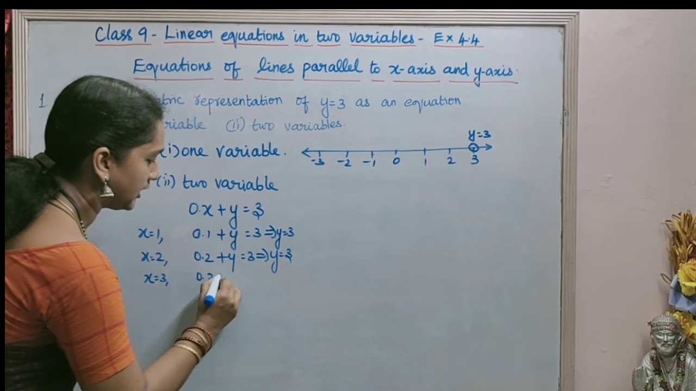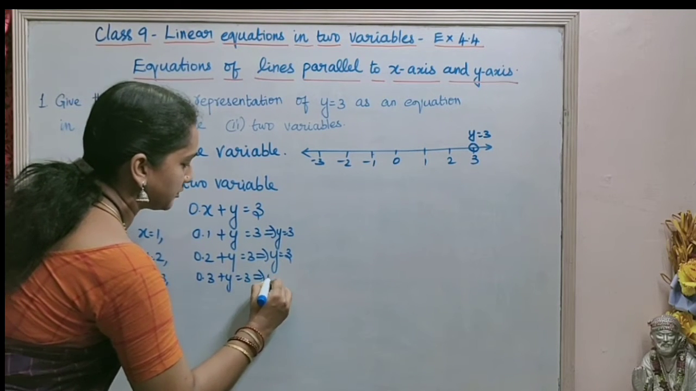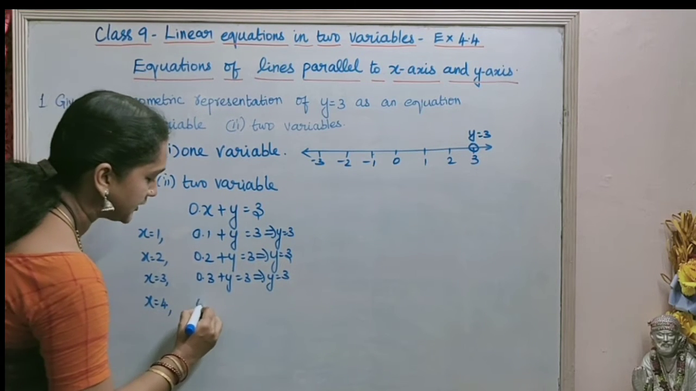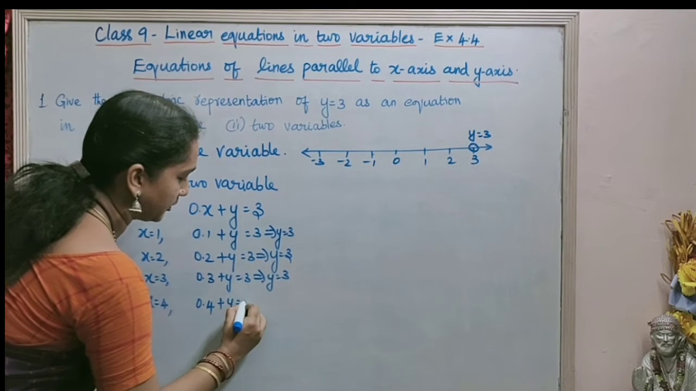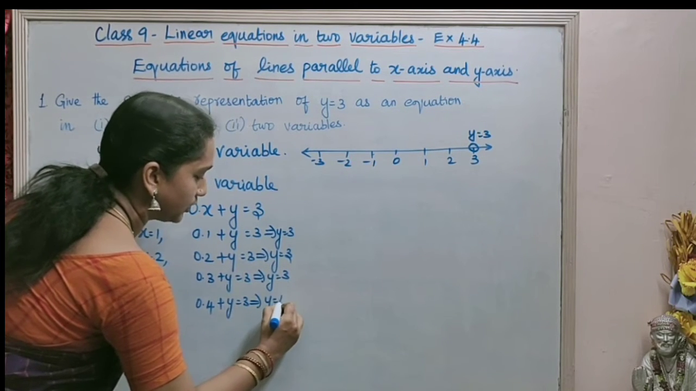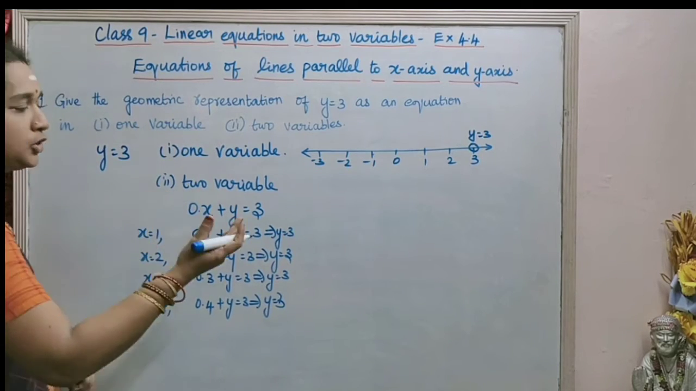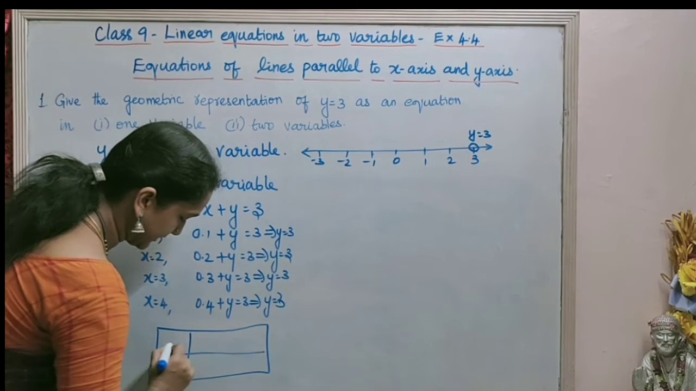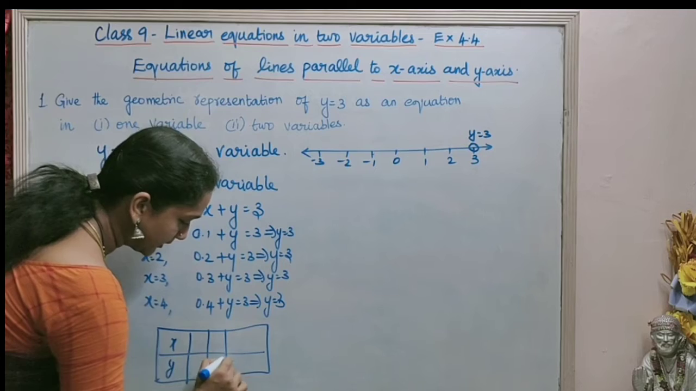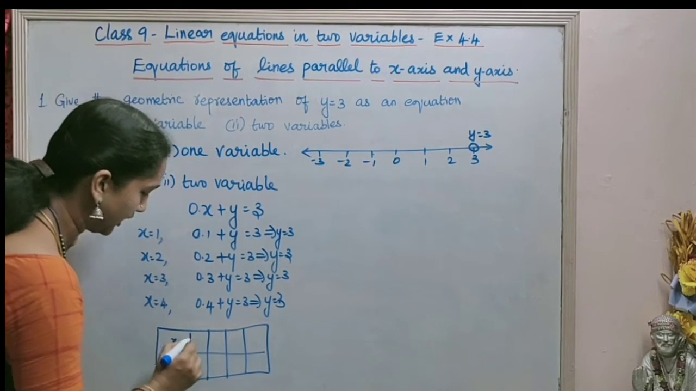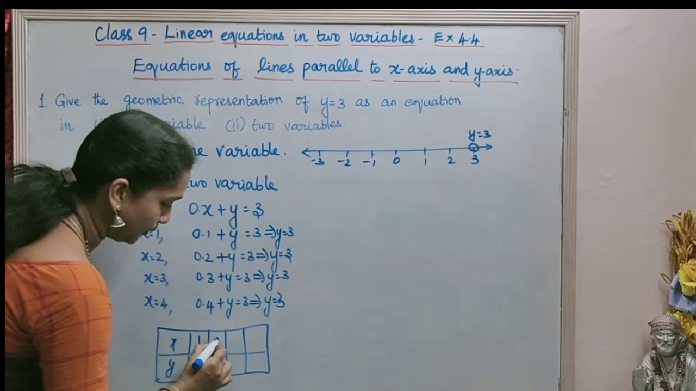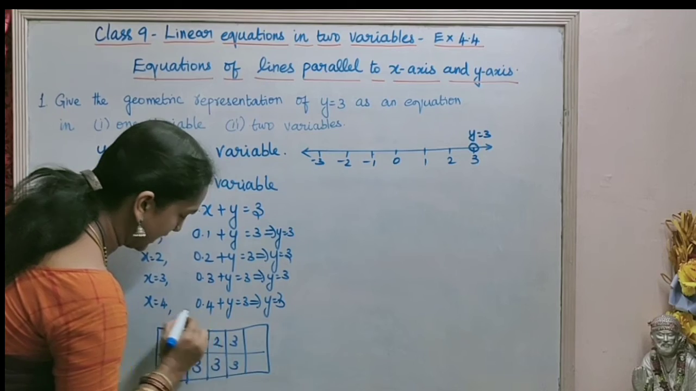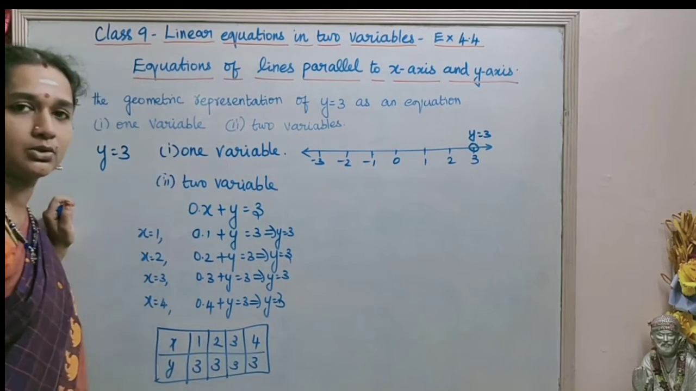So, 0 into 3 plus y is equal to 3. So, that means y is equal to 3. Then, if x is equal to 4, 0 into 4 plus y is equal to 3. So, that means y is equal to 3. Now we will put a tabular column and substitute the x and y values in that. The same thing we will plot in the graph. So, 1 comma 3, 2 comma 3, 3 comma 3. That is, x value is 3, y value is 3. Then x value is 4, y value is also 3.